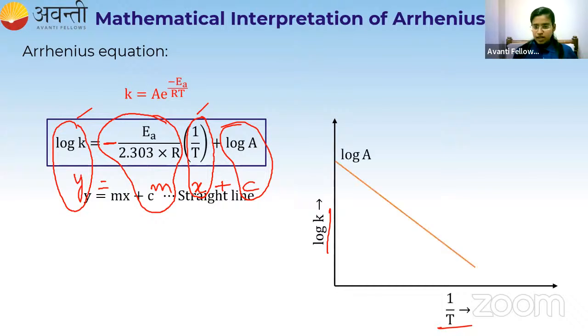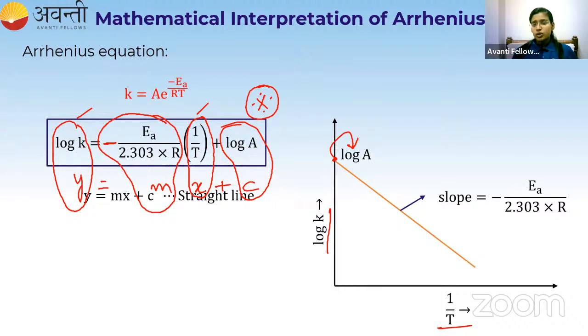So it is cutting the y-axis at this point, and this is called the intercept, which is log A for this equation. Okay. Slope is minus Ea by 2.303 into R. So this is a mathematical interpretation of the Arrhenius equation. This equation is again important for solving problems from this concept. Okay. So in one of the previous year questions also we have this concept, this formula. I will solve that question for you in the class. That time you will get to know. Okay. So just take down this formula and the graph.